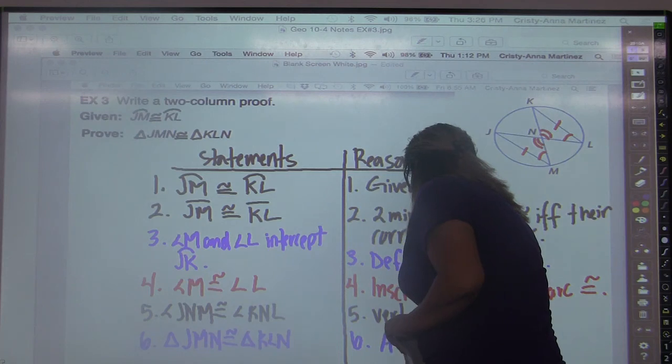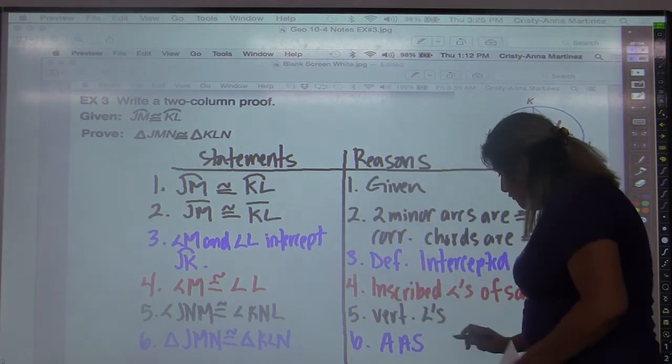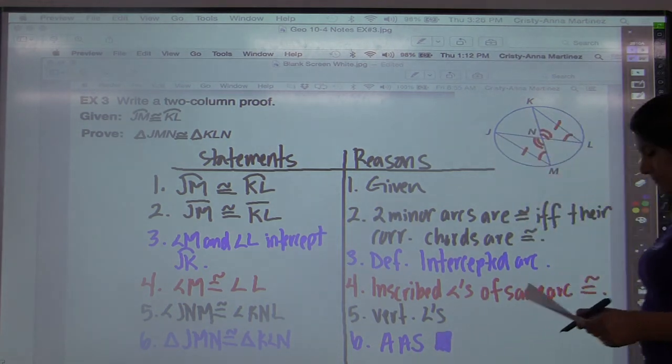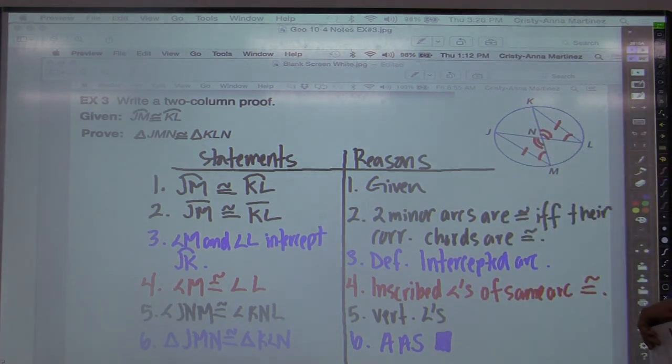And it's going to be angle, side. And don't forget your lovely Helmos. Extra credit, yay. All right. So there you go. That is how we do that little proof.